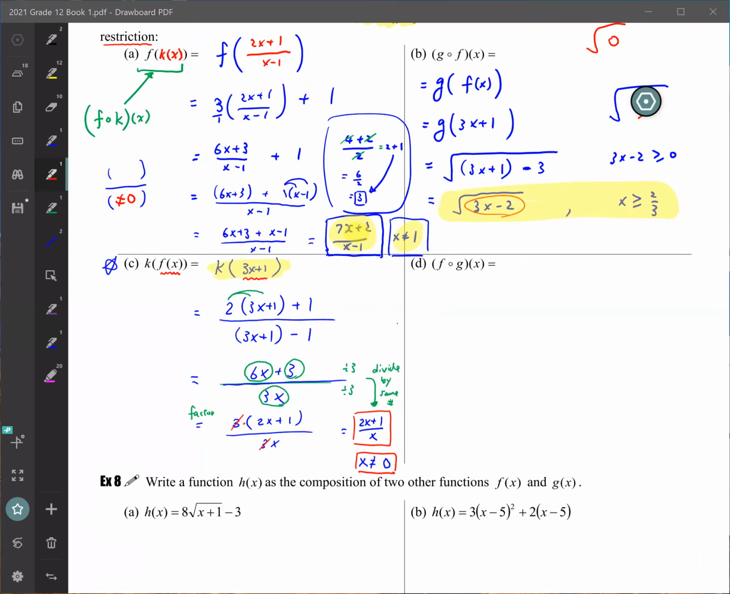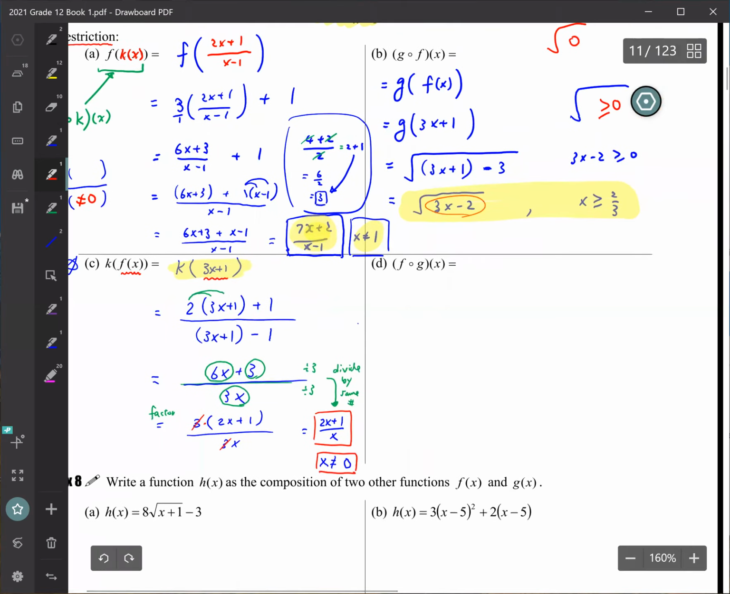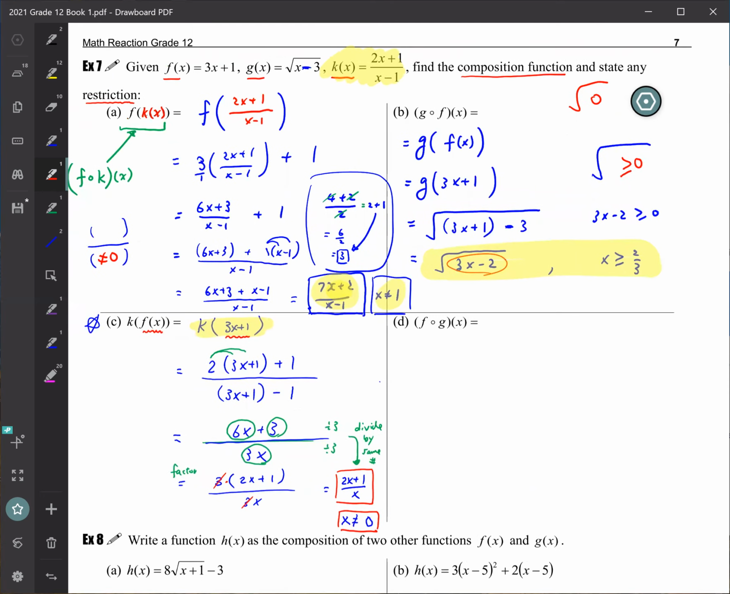Okay, let's look at one more. This should be a review. You should have something similar in the homework, a similar question like this. Next one is f of g. If you look at f and g, we have a radical, right? So this is another chance to review the restriction for radicals.